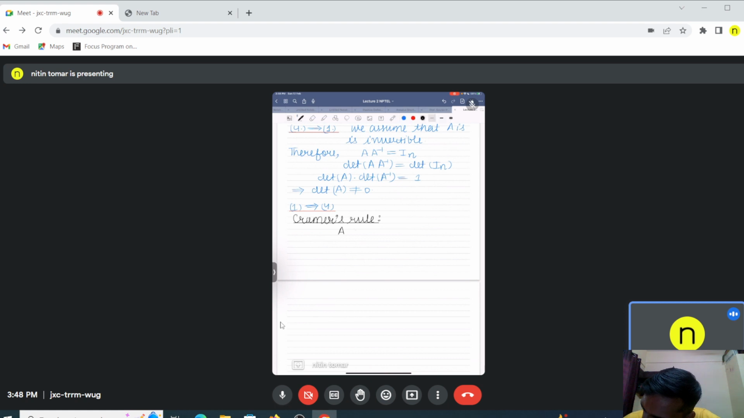Do you know what this is? Adjoint of A times A, times identity, right? Am I correct? This you know, right? For example, let us see. Let's say A is 1, 2, 0, minus 1. Now, can you tell me the adjoint of A?